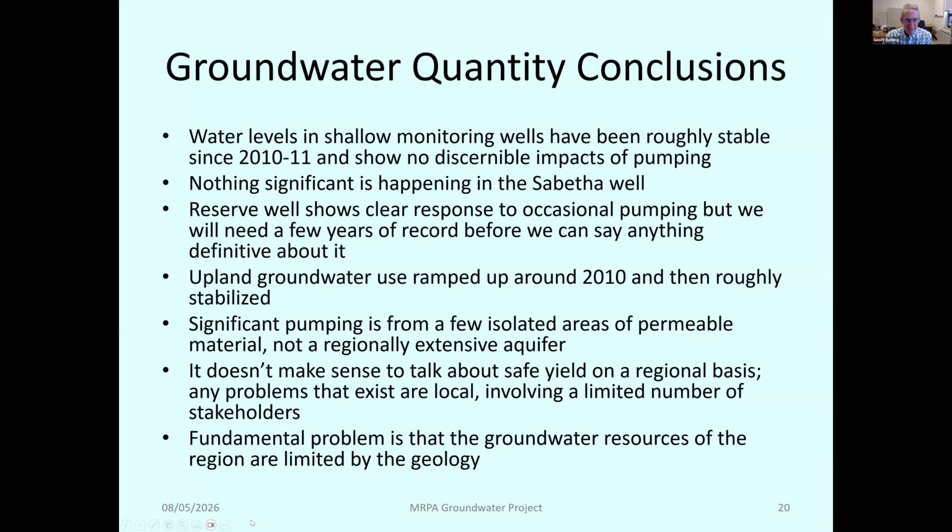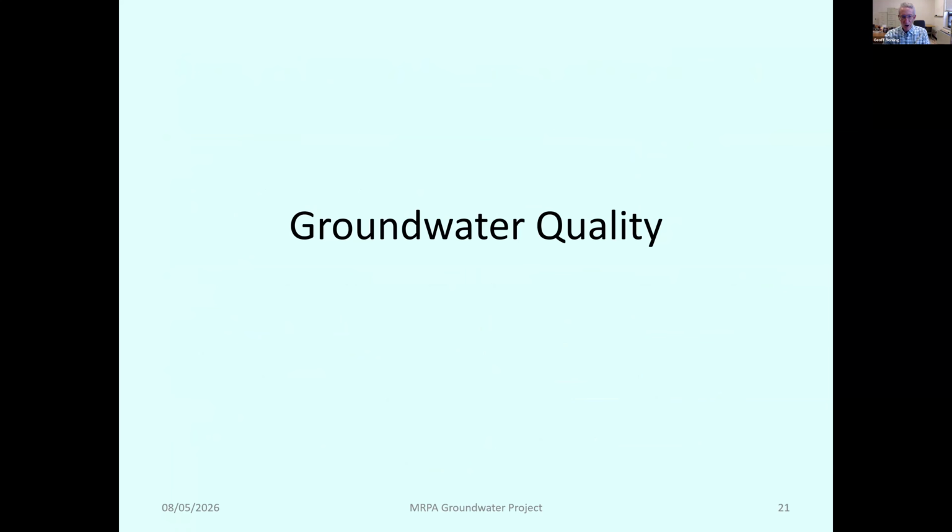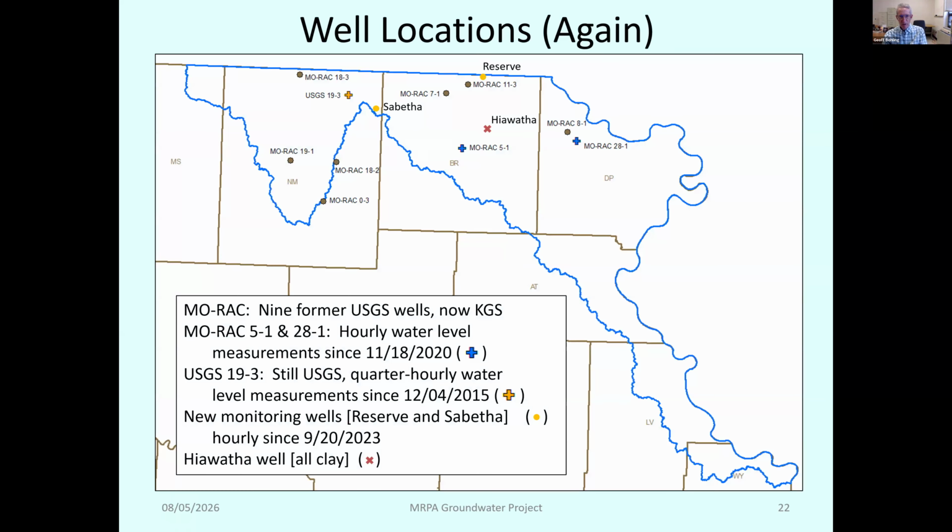So I'm Don Whittemore, and as Geoff said, I'll talk about the quality part. So we go back to the well locations again. We've got Nemaha County, and then to the east, Brown County, and then to the east of that, Donovan County. That's where we have the upland water wells. And again, Geoff indicated that those are shallow ones, except for the Sabetha and the reserve.